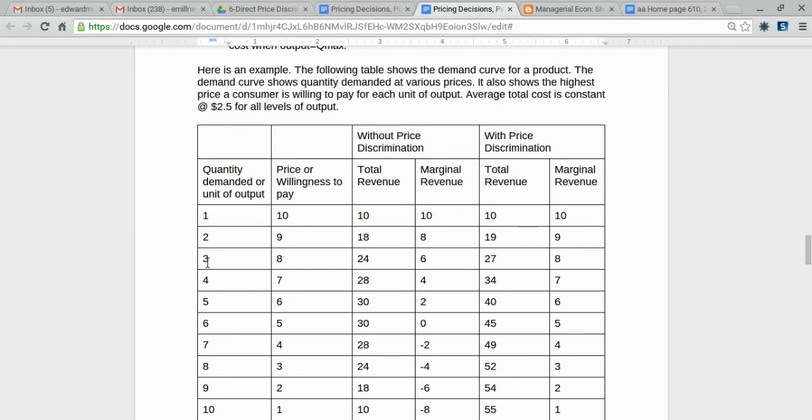When I sell to the third buyer, I still get 10 from the first buyer for the first unit. I still get 9 for the second unit. Now I get 8 for the third unit. So total revenue goes from 19 to 27, and marginal revenue goes to 8. With first-degree price discrimination, marginal revenue and price are identical. That's why the first-degree price discriminator maximizes profit where the demand curve crosses the marginal cost curve.